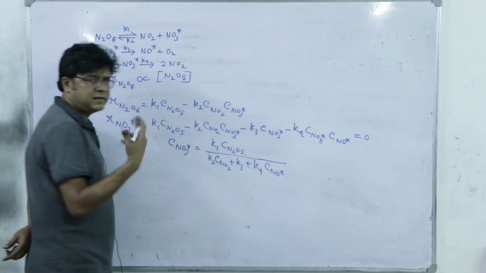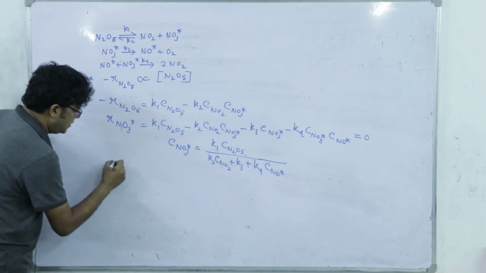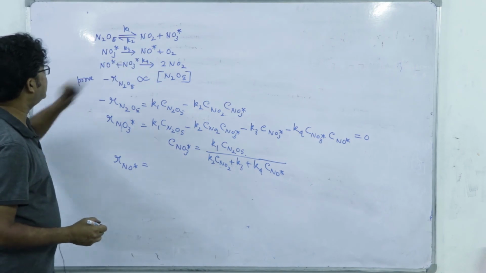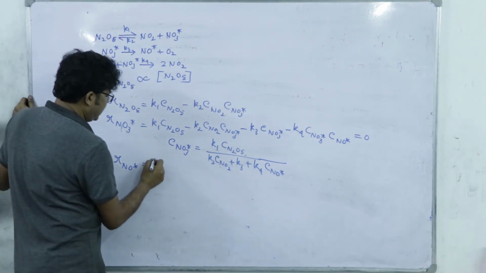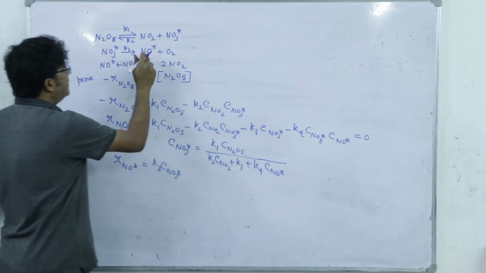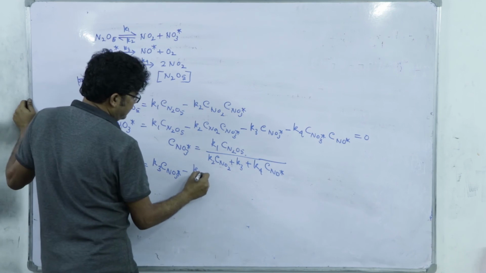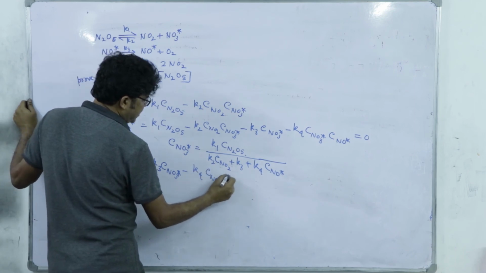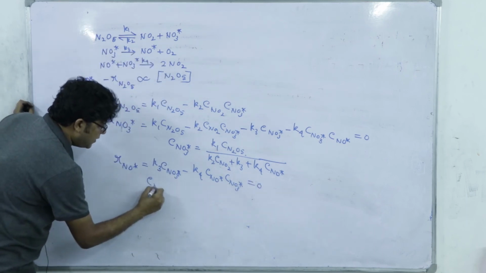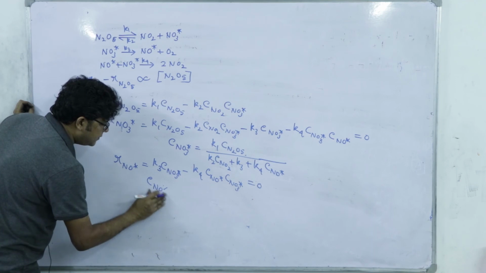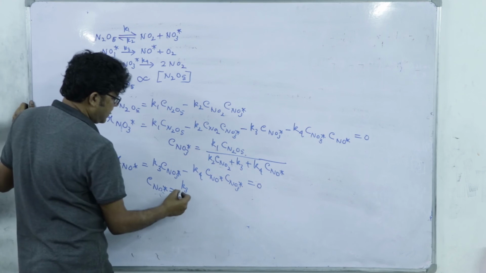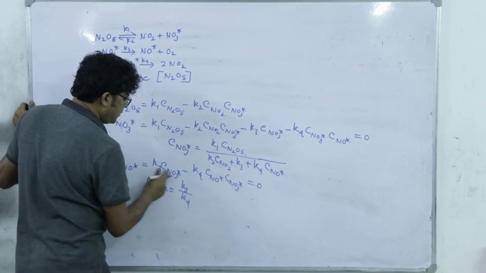Now, CNO star is again an unknown quantity. So, we have to write the rate for NO star. NO star is formed here. So, it is K3 into CNO3 star and dissipated here, minus K4 CNO star CNO3 star, and that must be again 0. So, CNO star is equal to K3 by K4 here.